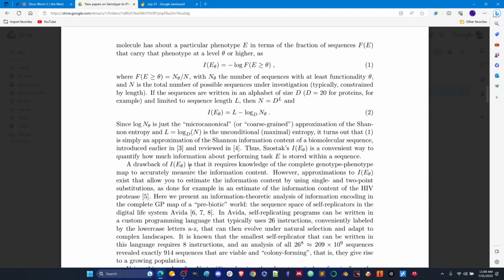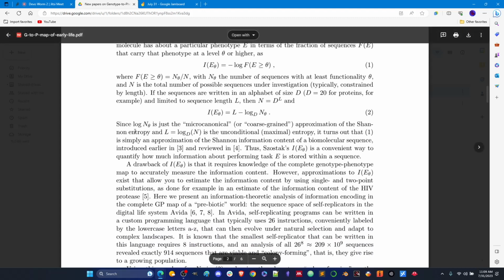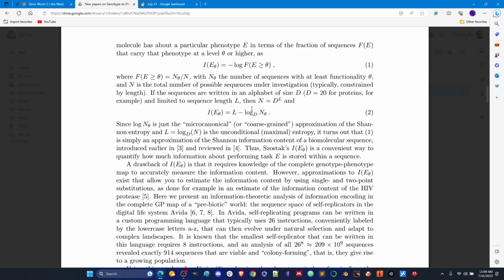So then log N is just the microcanonical or coarse-grained approximation of the Shannon entropy. So we've seen this in Shannon entropy, basically. It's a similar thing. An approximation of Shannon information content of a biomolecular sequence. A lot of times people will calculate the Shannon entropy of some sequence and then use that to characterize the genotype and its information content. But Szostak's measure is a convenient way to quantify how much information about performing task E is stored within a sequence. So this gives us a good measure of this genotype to phenotype mapping.